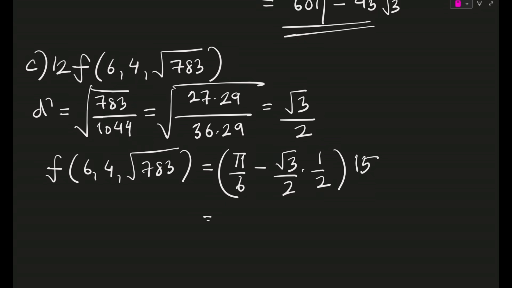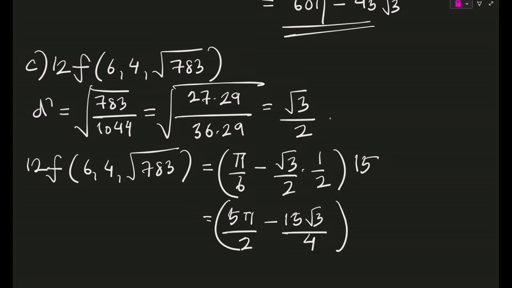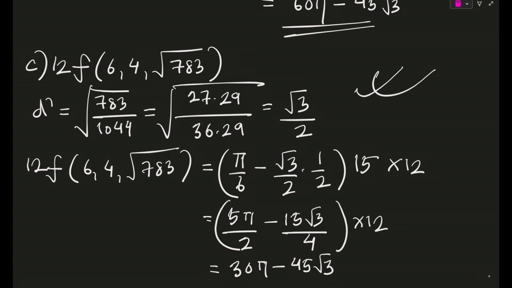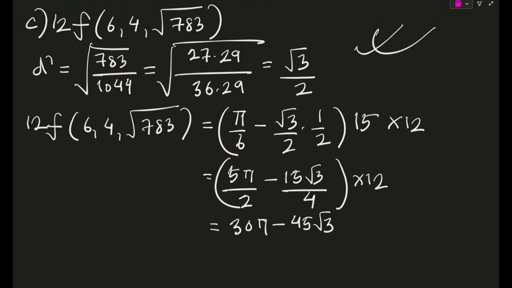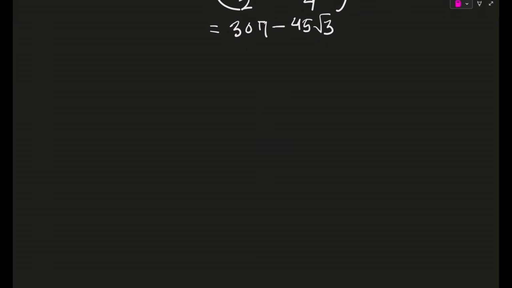So this would come out to be 15 by 6, which is 5 pi by 2, minus of your 15 root 3 by 4. Okay, and this thing is multiplied by 12, so we again multiply with 12, and this thing would come out to be equal to 30 pi minus 45 root 3. So actually option number C is also correct. Okay, this is going towards an all correct question, but still let's measure option number D also.